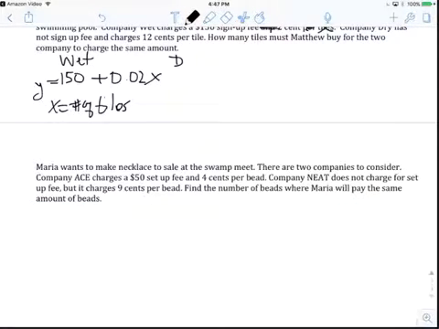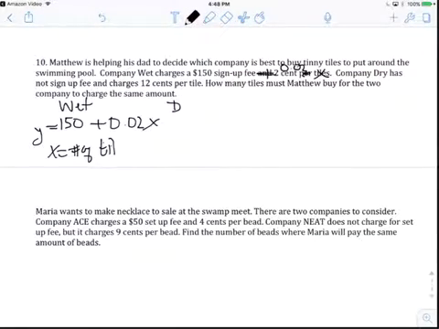And Y is cost. Company Dry has no sign-up fee and charges 12 cents per tile. Dry is Y equals 0.12 X.